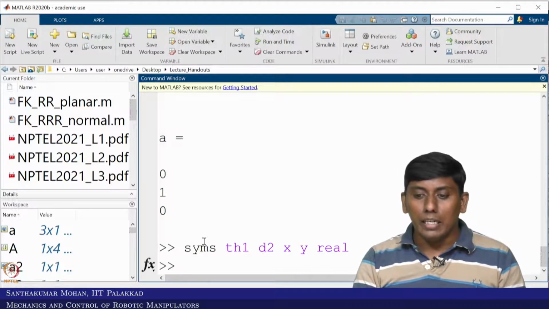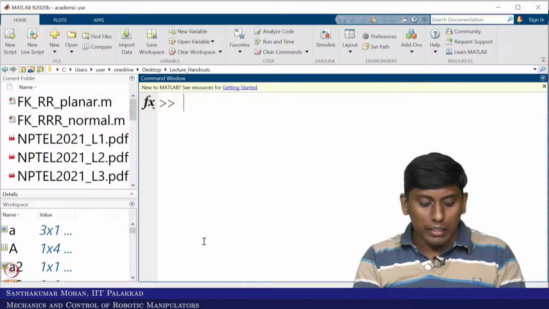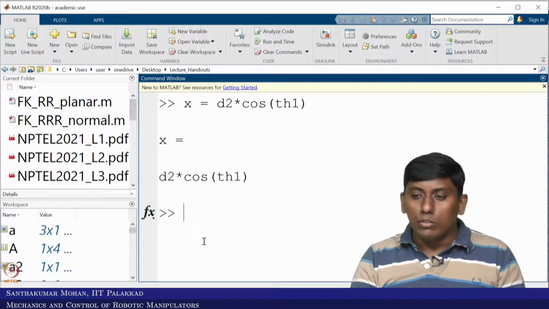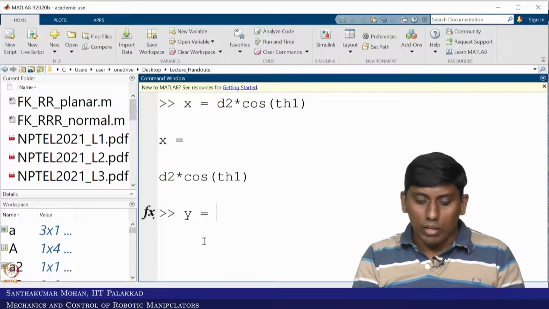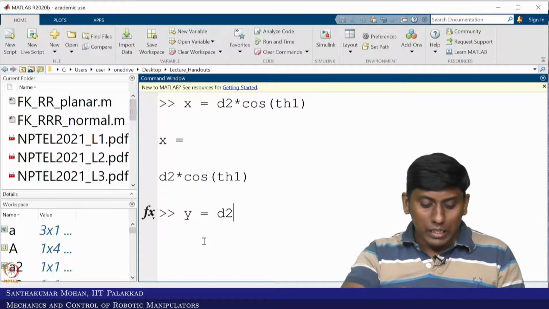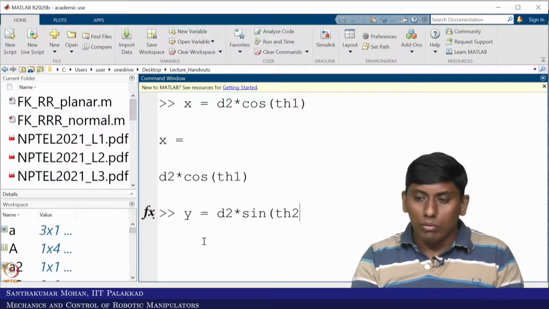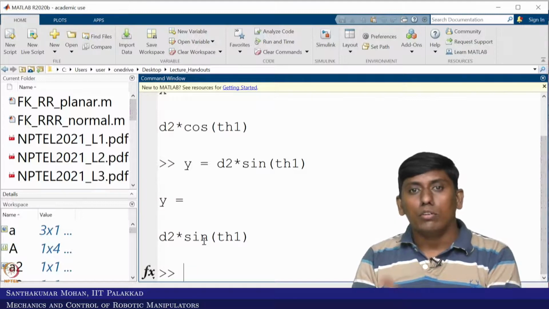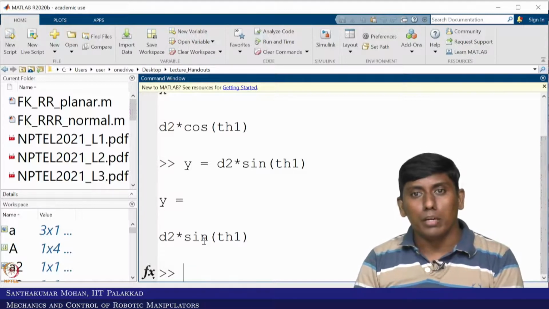So now you can see, I am actually writing it. So x is D2 cos theta 1, and y is D2 sine theta 1. You can recall the RP manipulator we have run. So this is already the forward kinematic solution.